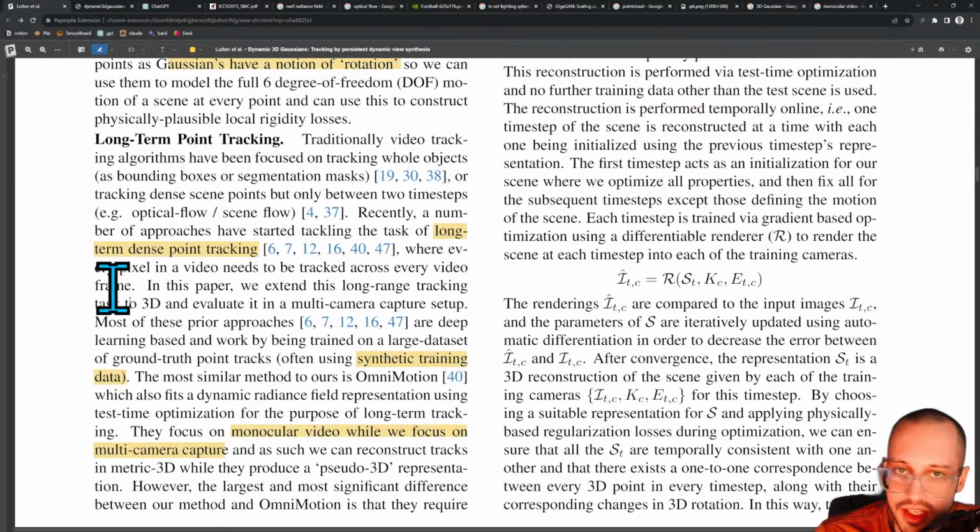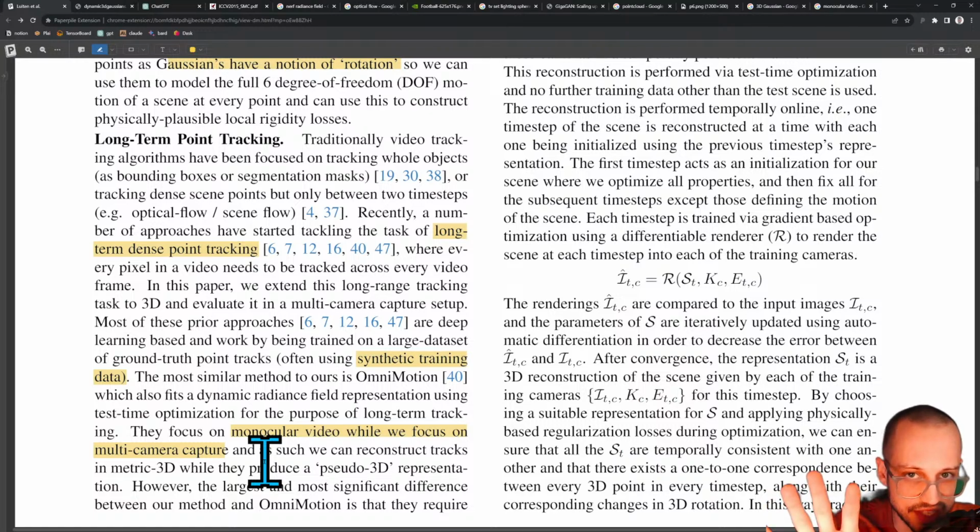So even though it sounds like there's a huge difference between monocular video and multi-camera capture, at the end of the day, it's kind of the same thing, right? You're just having a series of pictures of something, and they need to be from different places. So you can't just have the camera sitting there statically. So either you have many cameras that are in different places, or you have one camera that's moving. While they produce a pseudo 3D representation.